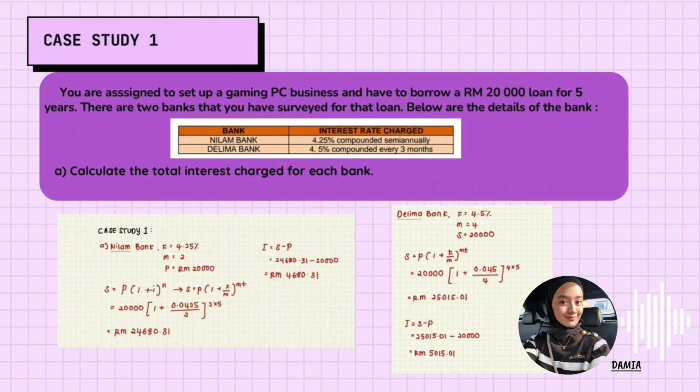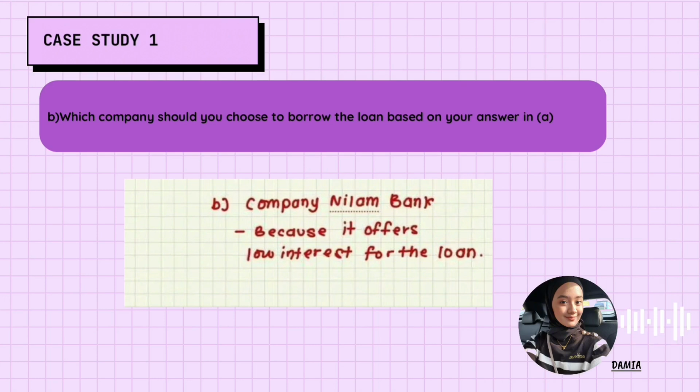So to find the interest, we need to minus the future value and the principal value. So 25,015 ringgit 1 cent minus 20,000, and the answer will be 5,015 ringgit 1 cent.